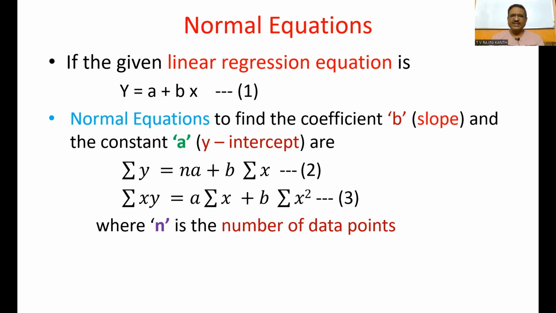Now solve these two equations. We know sigma y, sigma xy, sigma x and sigma x square, and n is also known. If you substitute all these values into the two equations, we get two equations in a and b. Those two can be solved to get the values of a and b. Once you know the a and b values, we substitute them into equation 1, and we get the linear regression equation.